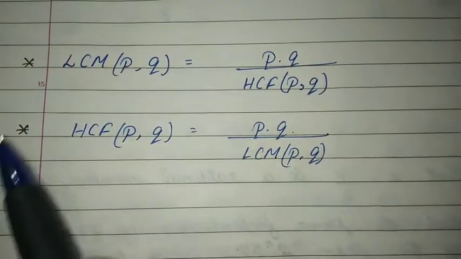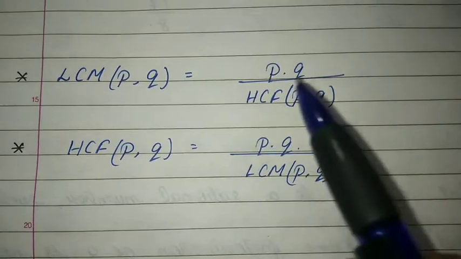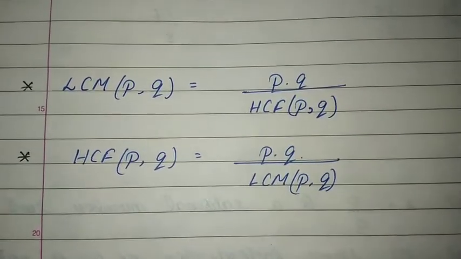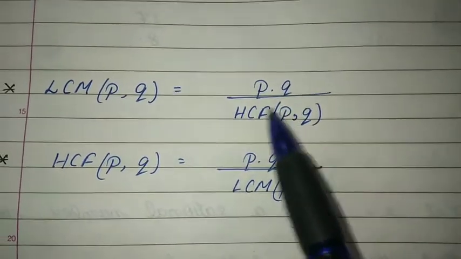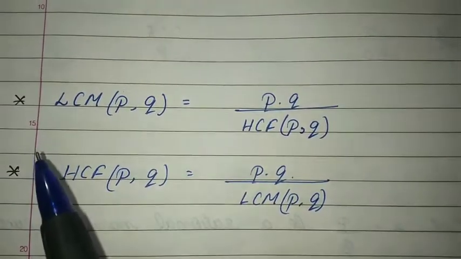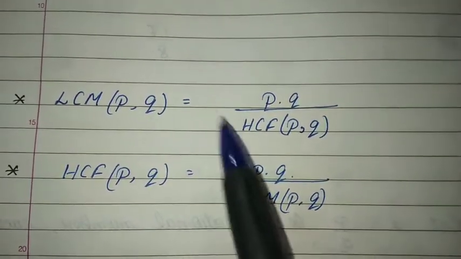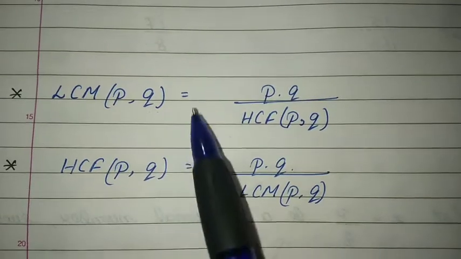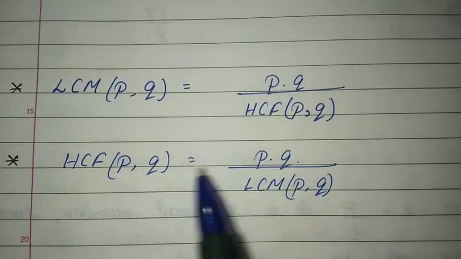These are the formulas that should be used to find the LCM if any one of the data is given. For example, if two numbers are given and the HCF is given, we need not find the LCM with the old method. We can use this formula to find the LCM. These are the formulas that should be noted, as we can have these types of questions.